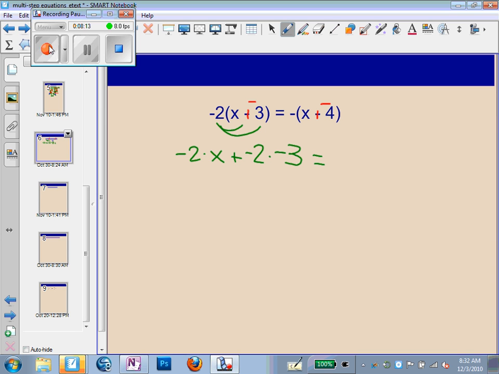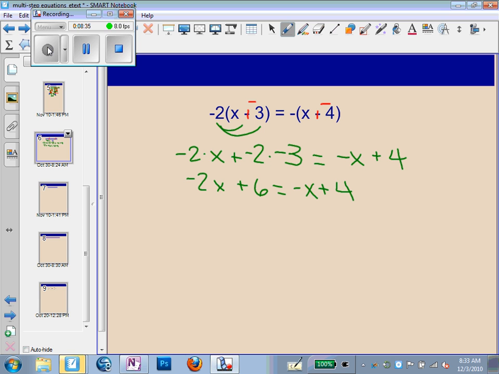On the right-hand side, we have to distribute the negative throughout the parentheses, so we get negative x plus positive 4. Since that's a negative 4, it becomes a positive 4 when we distribute the negative 3. So now I'm going to simplify my left-hand side and get negative 2x plus 6 equals negative x plus 4.